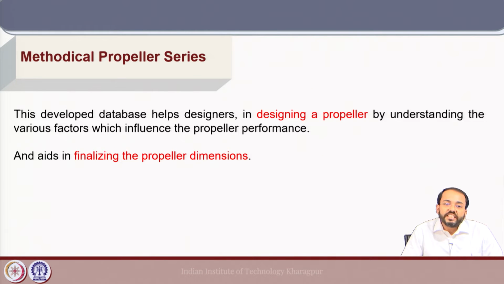When we discuss propeller design later in this course, we will see that there are different parameters which impact the performance of a propeller. The geometric parameters which impact propeller design vary from pitch ratio to blade area ratio, camber, thickness, blade section and number of blades. In a typical methodical series, some selected parameters are varied, and this helps in making the design process easier.